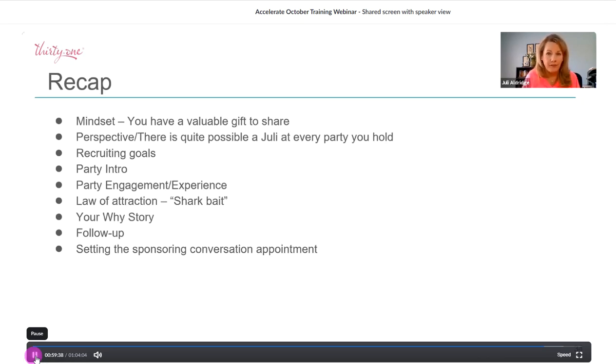We talked about the valuable gift that you have to share in your sponsoring mindset. We talked about the fact that there's people at every single party that you hold that are looking for what you have to offer. We talked about recruiting goals and the numbers of it. And then we went into how to recruit at your parties, your party intro, how to create engagement and experience, the law of attraction using shark bait. We talked about your why story and follow-up, and then how to set up the sponsoring conversation appointment.